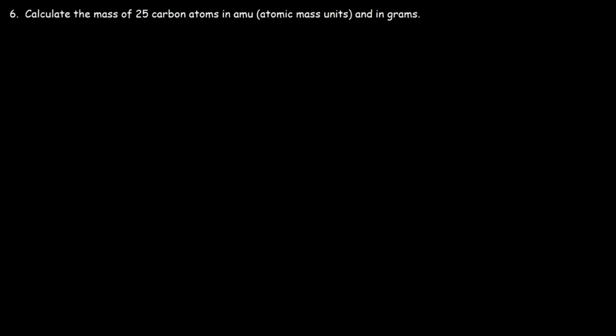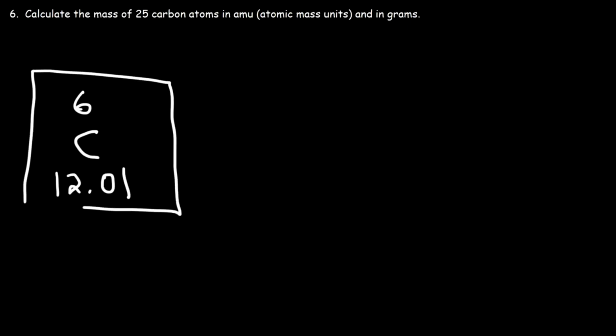Number 6. Calculate the mass of 25 carbon atoms in AMU, or atomic mass units, and in grams. So what do you think we need to do in this problem? How can we get the answer? Well, first, let's calculate the answer in AMU. Now, using the periodic table, you'll find that the atomic mass of carbon is this number on the bottom, 12.01.